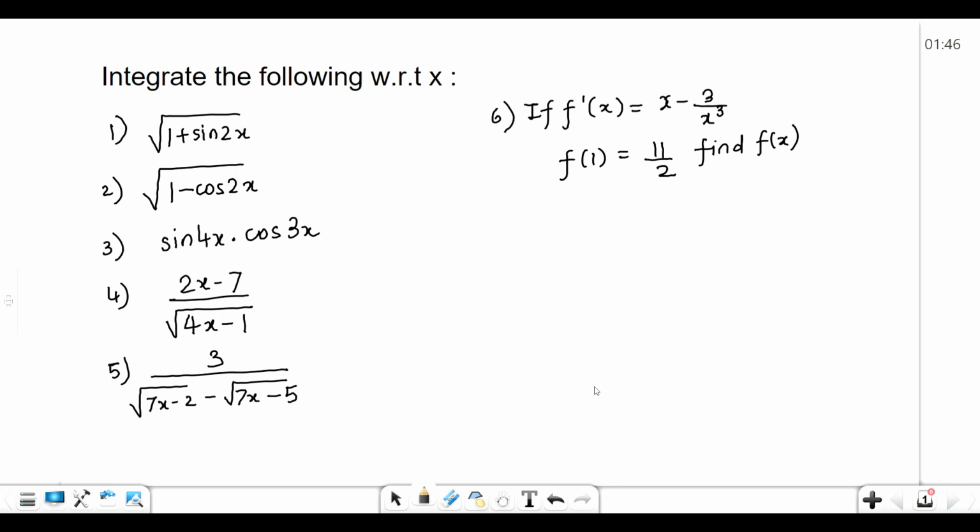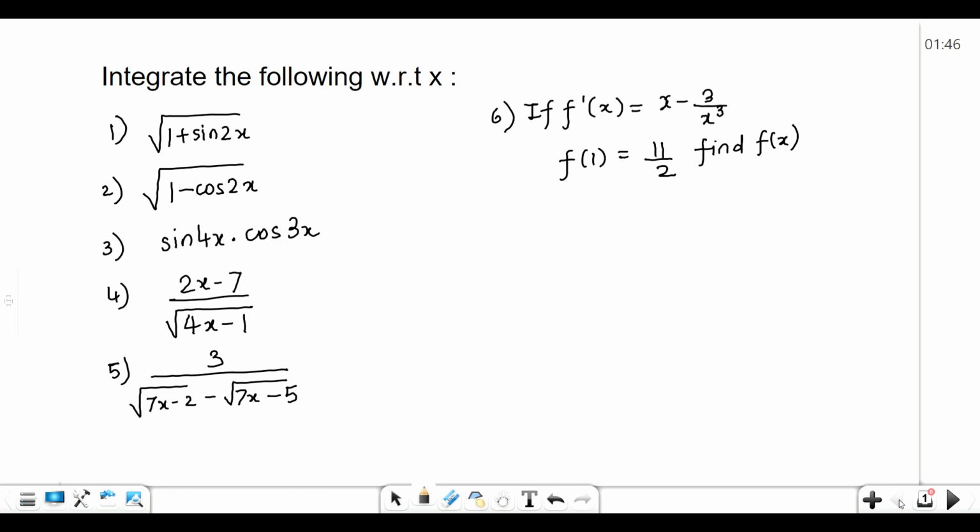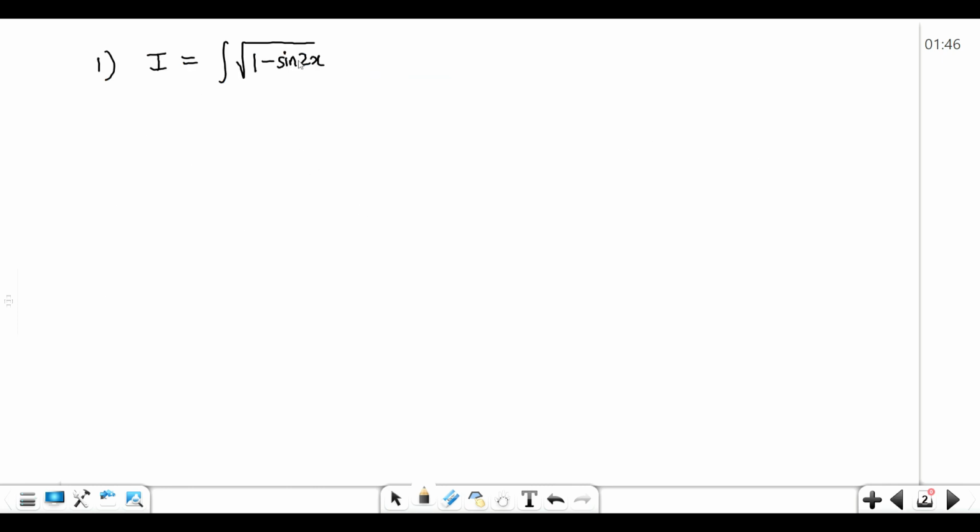First, it says integrate the following with respect to x. The first question is square root of 1 plus sine 2x. So we'll take a new page and do this. First we'll write this as I equals integration of square root of 1 plus sine 2x dx. Let me check the question. Okay, this is 1 plus sine 2x dx.